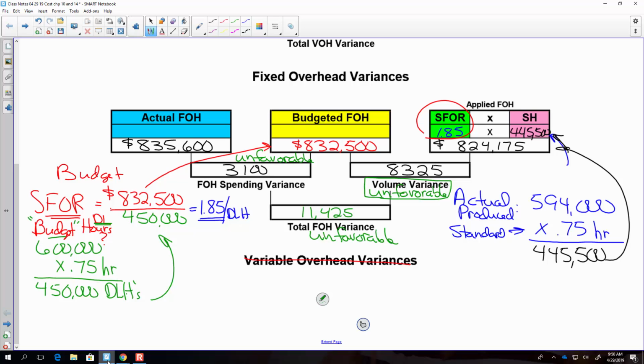Remember also that this volume variance is a capacity measurement. They use that word also in the book. It's a capacity measurement. How well did we do with our operation? Could we have done more? And obviously, we could have done more units. Any thoughts on the fixed section?